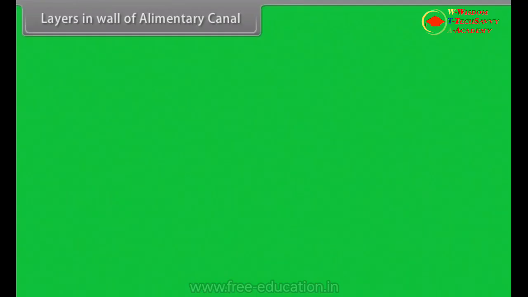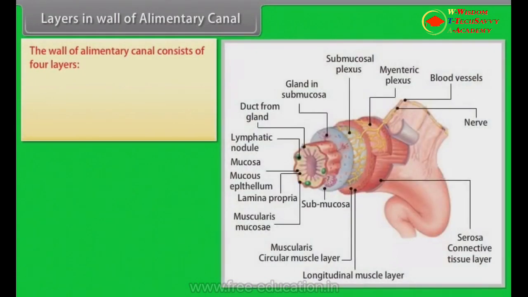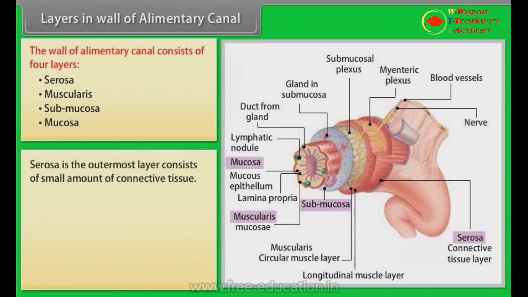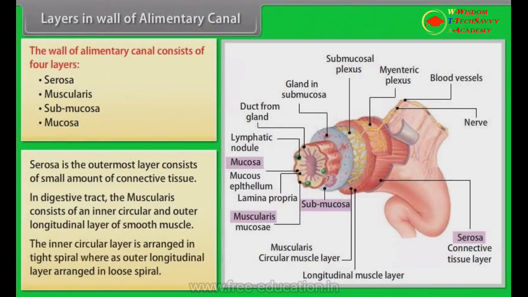Layers in the wall of the alimentary canal. The wall of the alimentary canal consists of 4 layers: serosa, muscularis, submucosa and mucosa. Serosa is the outermost layer and consists of a small amount of connective tissue. In the digestive tract, the muscularis consists of an inner circular and an outer longitudinal layer of smooth muscle. The inner circular layer is arranged in a tight spiral, whereas the outer longitudinal layer is arranged in a loose spiral.